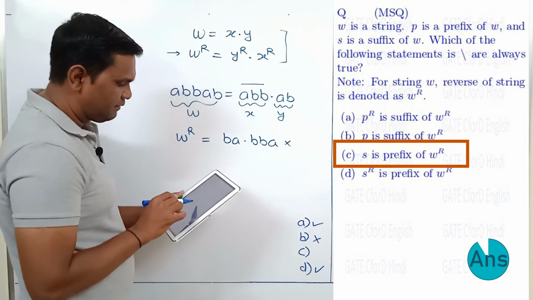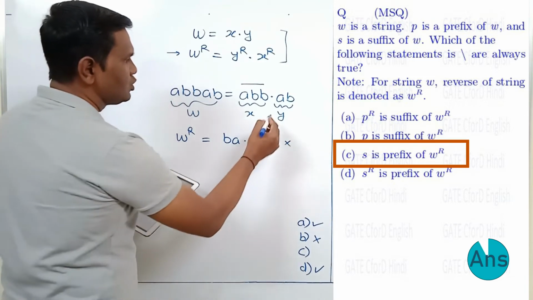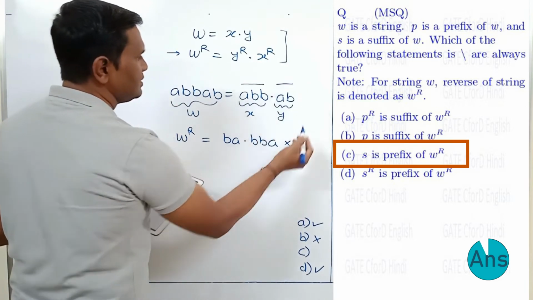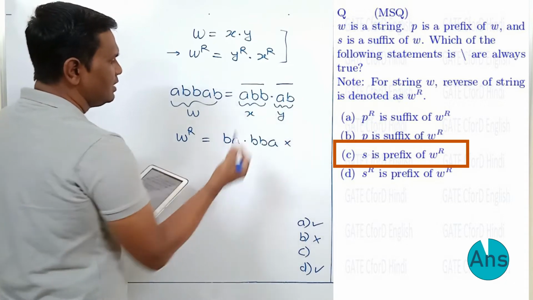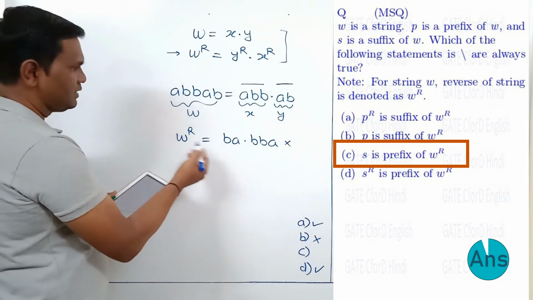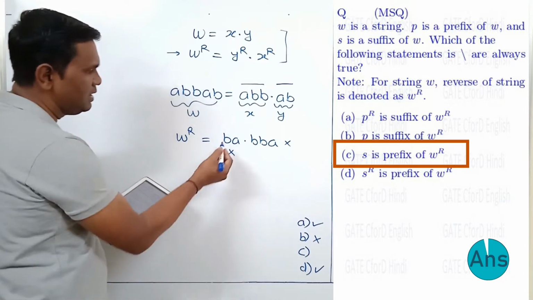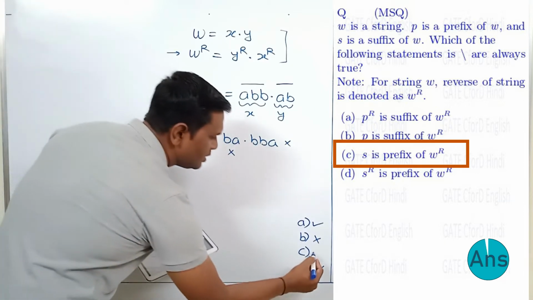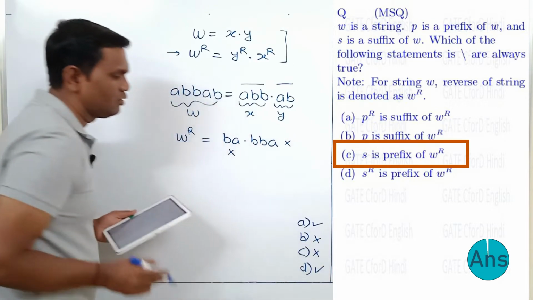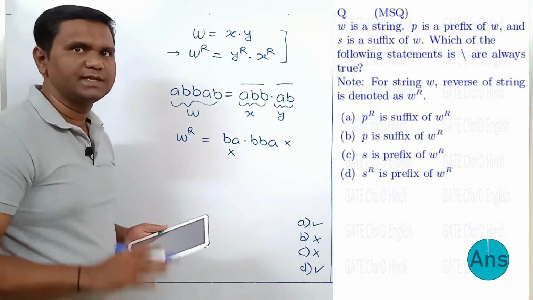Option C says S is a prefix of WR. So X dot Y, this is a suffix. The suffix is AB. Is AB a prefix of WR? No, AB is not a prefix of WR. So option C is also not correct. Options A and D are always correct.